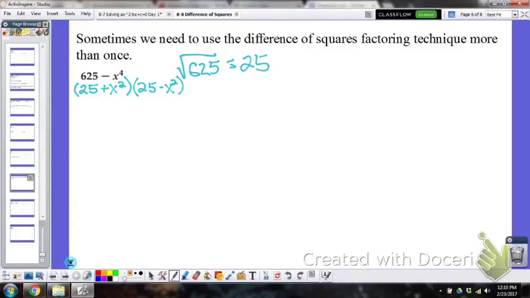So we're looking at the first one. We can't do anything else with that. That's a sum of squares. We can't factor that. We look at 25 minus x squared. Well, if we remember, 25 is a square. x squared is a square, so we have another difference of squares. So this 25 plus x squared is coming along for a ride. And then we can factor 25 minus x squared as a difference of squares. So the square root of 25, so 5 plus x, and then 5 minus x. And then that is all the way factored.